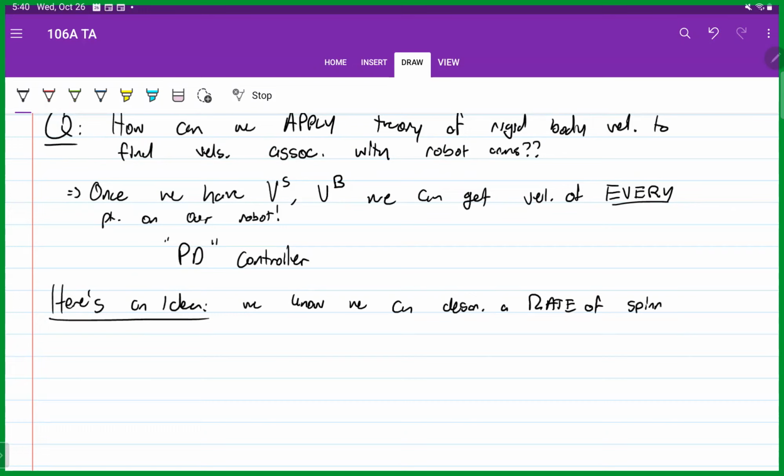We can describe a rate of spinning with these theta dots, right? So if I take my angular position and take its time derivative, that's going to give me how quickly I'm spinning around a certain axis. But this is only rotational, right? So our main problem is that this is only rotational.